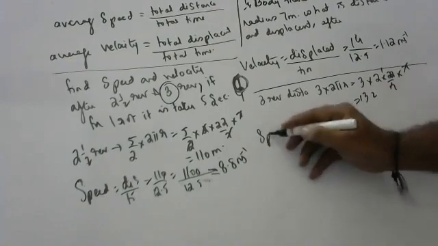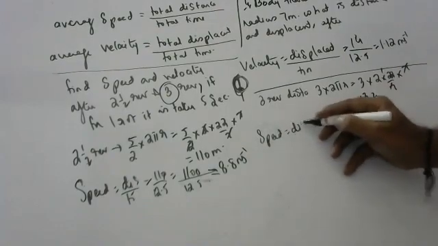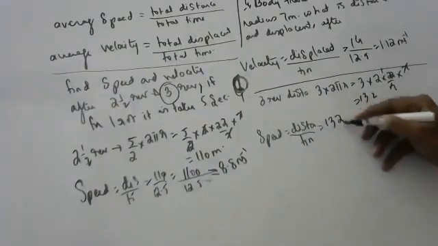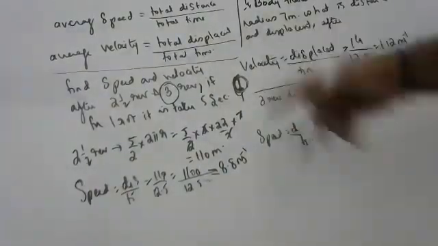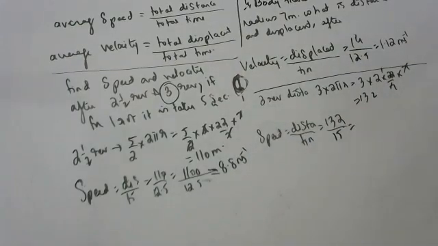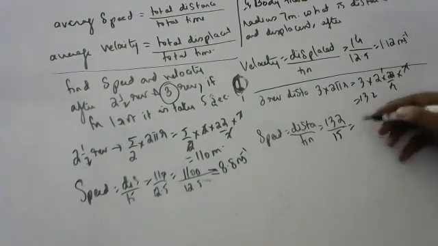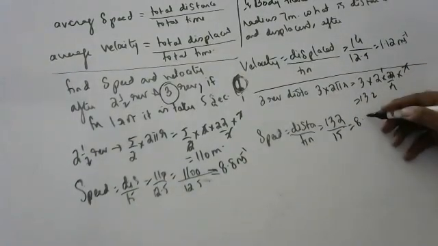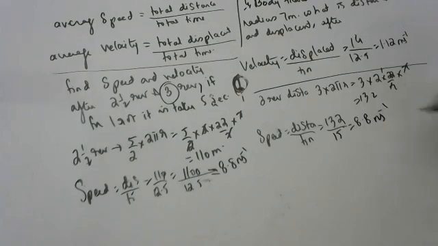So, what is the speed formula? Distance by time. What is the distance? 132. Time for 3 revolutions is 15 seconds. So 132 by 15, that is how much? It is 8.8 meters per second.